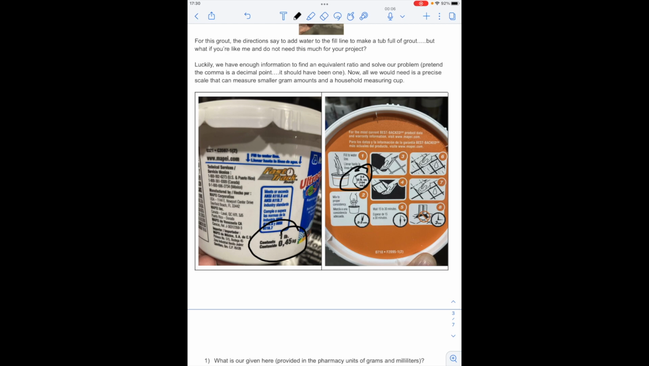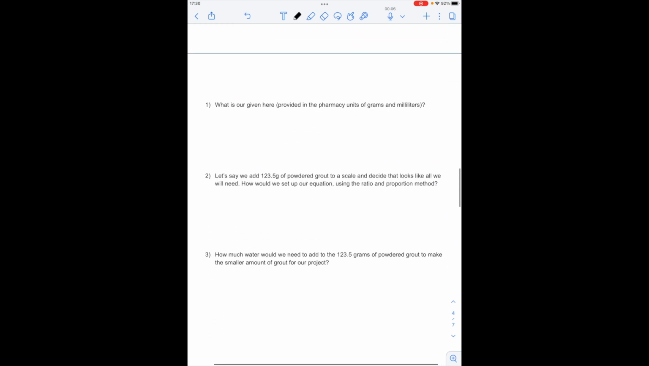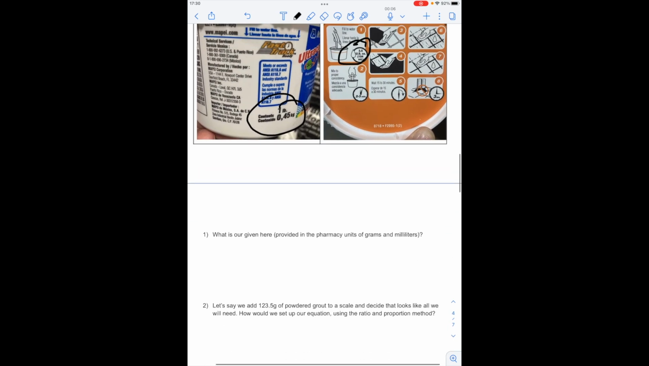So let's kind of go over the example here. What is our given here? So if you're trying to find out how much water you need to add to a smaller amount of powder, you would first find out how much water it requested you to add to the normal amount of powder. So right here, I'm going to write my amount of powder over my amount of liquid, or grams over milliliters.